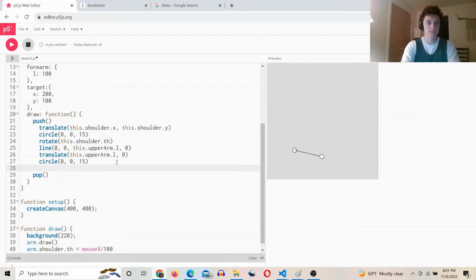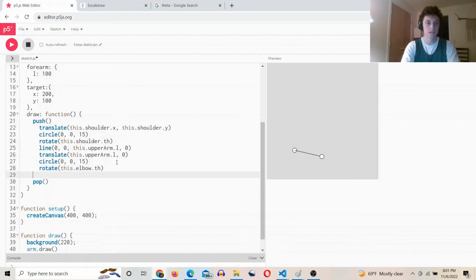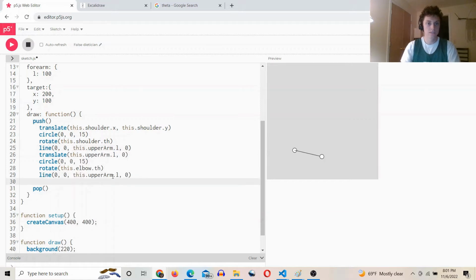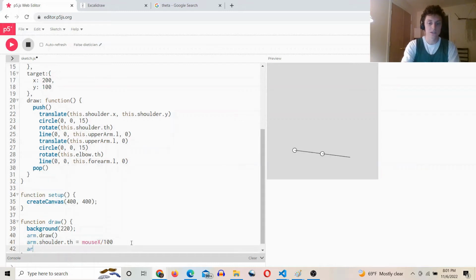We need to rotate by the elbow theta. And then we're going to draw a line, this.forearm.L. We've got this going on, so I can show you arm.elbow.theta equals mouse y divided by 100. So now we can move the elbow by moving the mouse in the y direction and the shoulder.